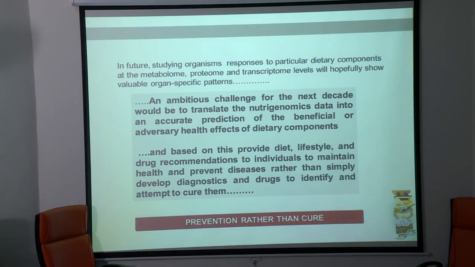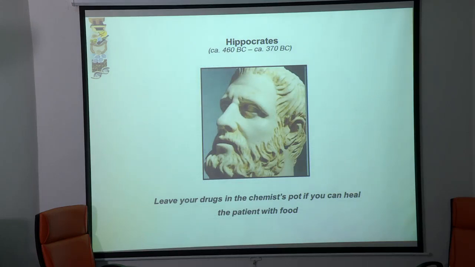It's a very ambitious challenge for the next decade. And here the translation of nutrigenomics data into an accurate prediction of the beneficial or adverse health effects of dietary components will be analyzed, and based on this, provide a diet, a lifestyle, and drug recommendations to individuals to maintain their health and to prevent the diseases, rather than simply develop diagnostics and drugs to identify and attempt a cure to them. So the idea is to prevent rather than cure, and prevent with food.